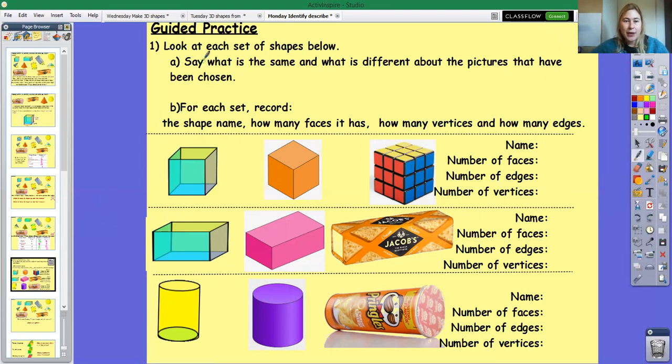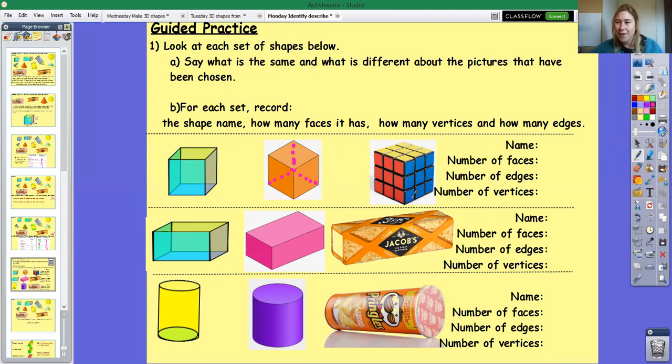Okay, so let's look at question A first. It says, say what is the same and what is different about the pictures that have been chosen. So hopefully you've seen that I've given you a representation that's see-through, so you can try and see all the different faces, even those ones at the back. But sometimes you'll be given pictures where the shapes are solid, and so you're going to have to imagine those faces at the back, imagine turning the shape. Sometimes you might see people drawing on dotted lines to show where those back faces would be. That's a really good idea because then you're not going to miss anything.